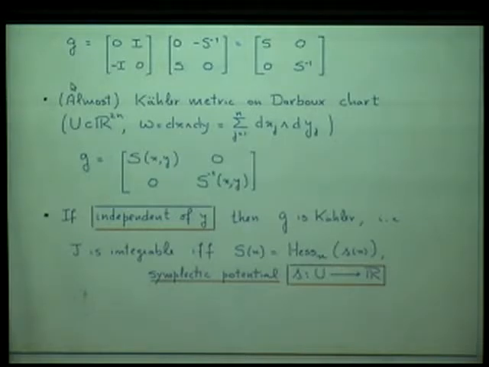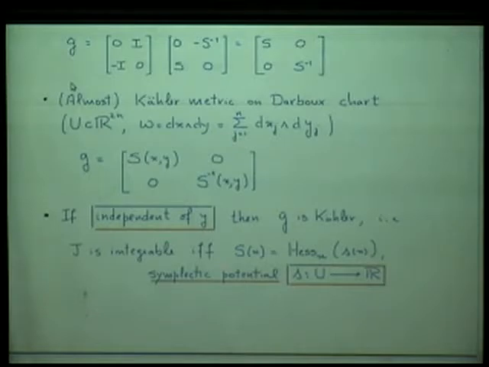So that's still too complicated. So let's assume that it only depends on half of the coordinates. I'll assume that it depends only on x. It does not depend on y. So if independent of y, this is an almost complex structure. When is such a thing a complex structure, hence a Kaehler metric? You need the complex structure to be integrable. Well, the integrability condition takes a particularly nice form.